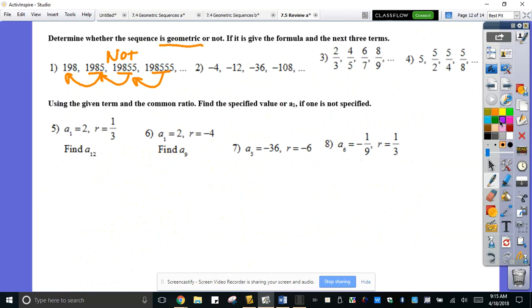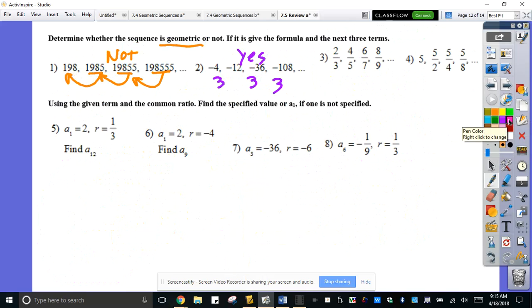Number 2, divide negative 12 by negative 4 will give me a positive 3. Negative 36 divided by negative 12, I know it's going to give me 3. Negative 108 divided by negative 36 is going to give me a 3. So there is a common ratio, so I know this is a yes.